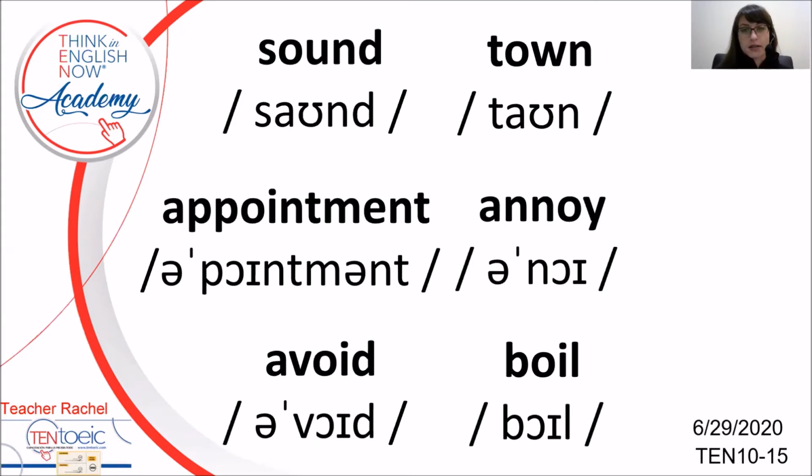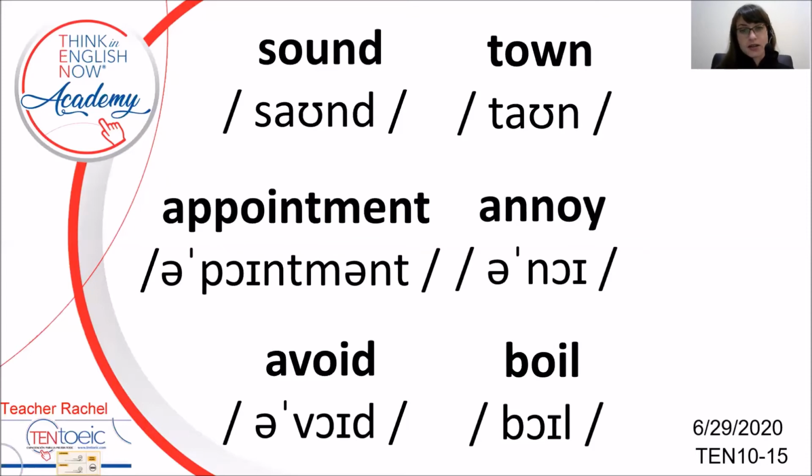Annoy. This is a verb, and it means when something bothers you, doesn't make you feel good, you don't like it, it annoys you. For example, that man really annoys me because he talks very loud. So we don't like to be around him because he annoys us.